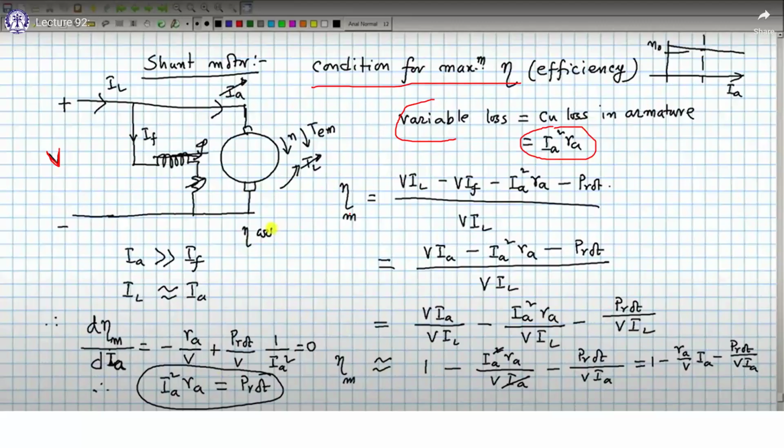Now, what is the efficiency of the motor? Efficiency of the motor is input minus all the losses divided by input. Now, input is V into IL, the load current. So V into IL is the input, minus V into IF, which is the loss in the field winding, minus I square RA, the copper loss in the armature winding, and then you have rotational losses. So from the input, we are subtracting all the losses to get the output.